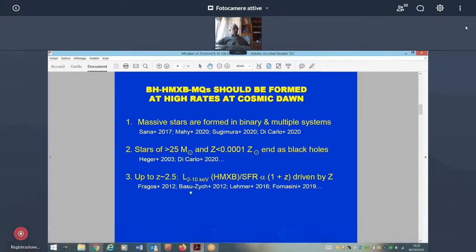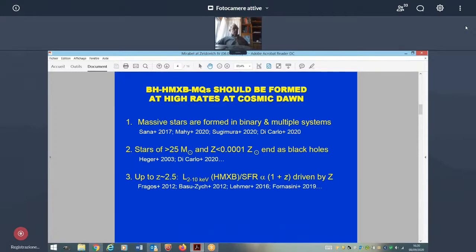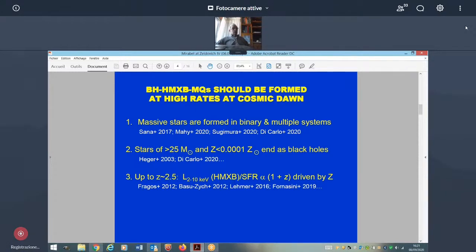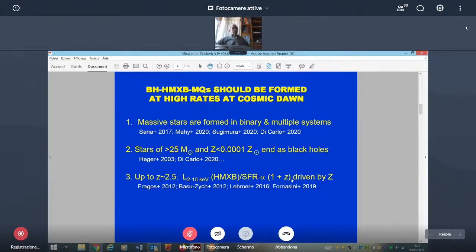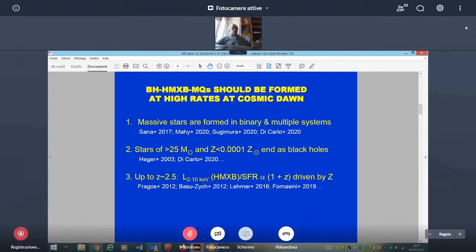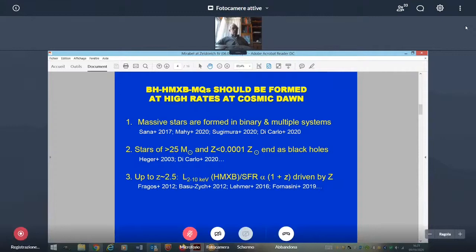And the third reason is that now, on the basis of the Chandra Deep Field South, up to a redshift of 2.5, it is found that the luminosity of high mass X-ray binaries in the galaxies for a given star formation rate increases with redshift according to this equation. And the interpretation is that this is due to the decrease in metallicity, namely to the fact that the chemical complexity of the universe going towards higher redshifts was being reduced progressively.